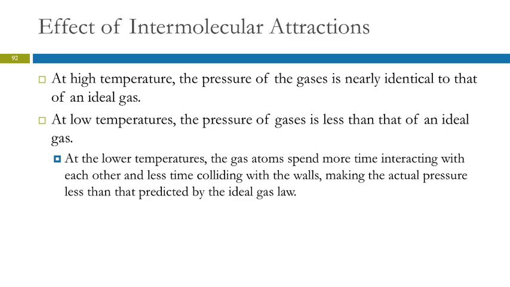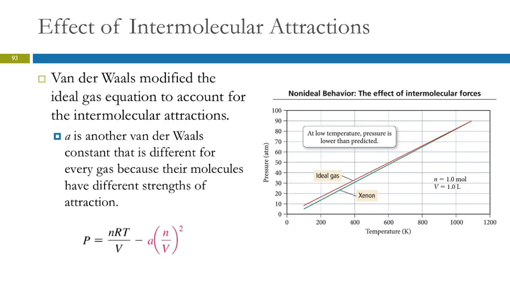At low temperatures, we get interactions. They spend more time interacting. They'll interact with each other. And so that causes them to collide less with the walls, and the pressure becomes less than we would expect. So van der Waals also modified the ideal gas law for this. You need to use this at low temperatures. Pressure would be less, so you're going to subtract this term. And again, A is this van der Waals constant for pressure, and that's going to be different for each gas.